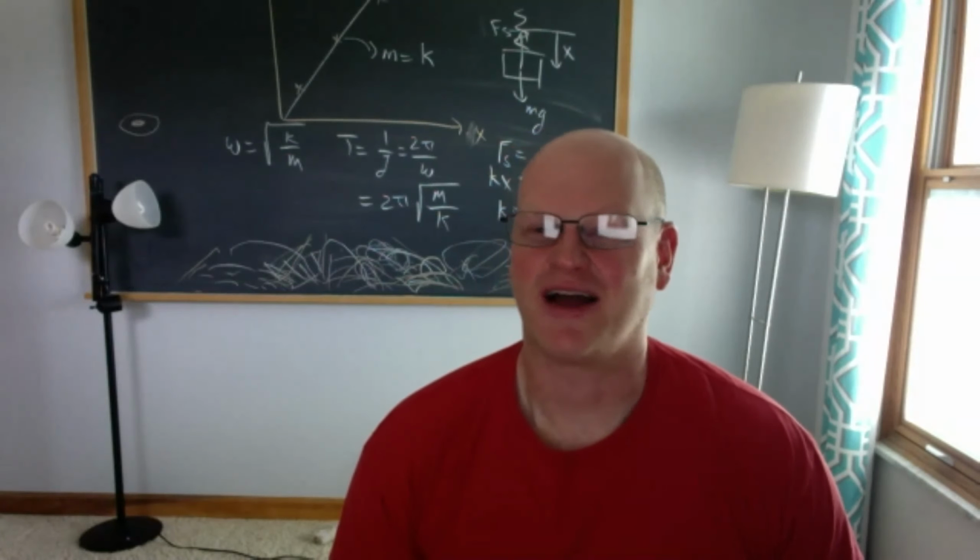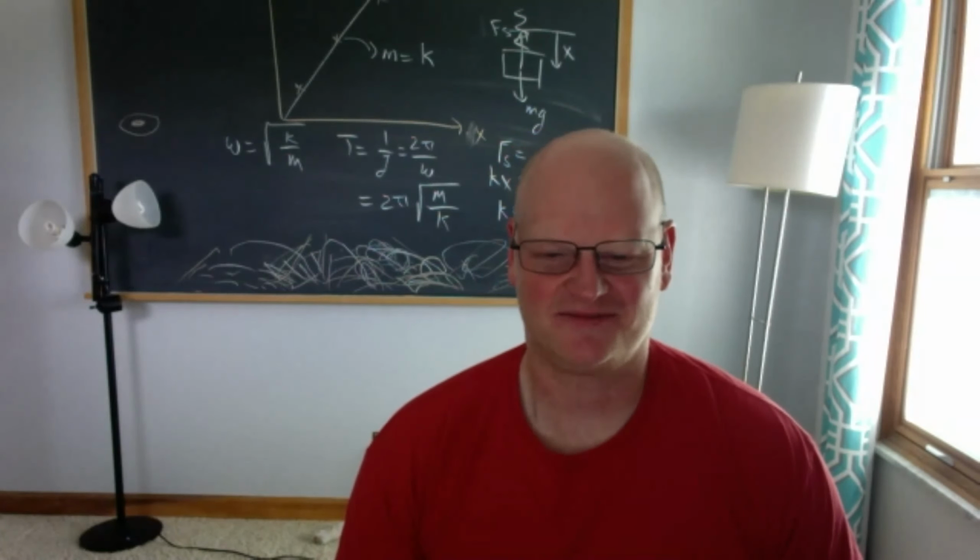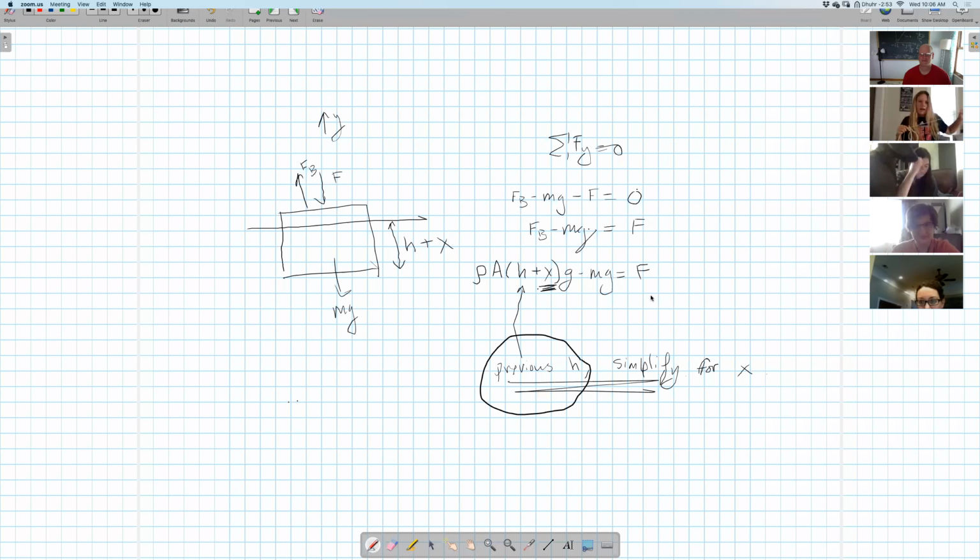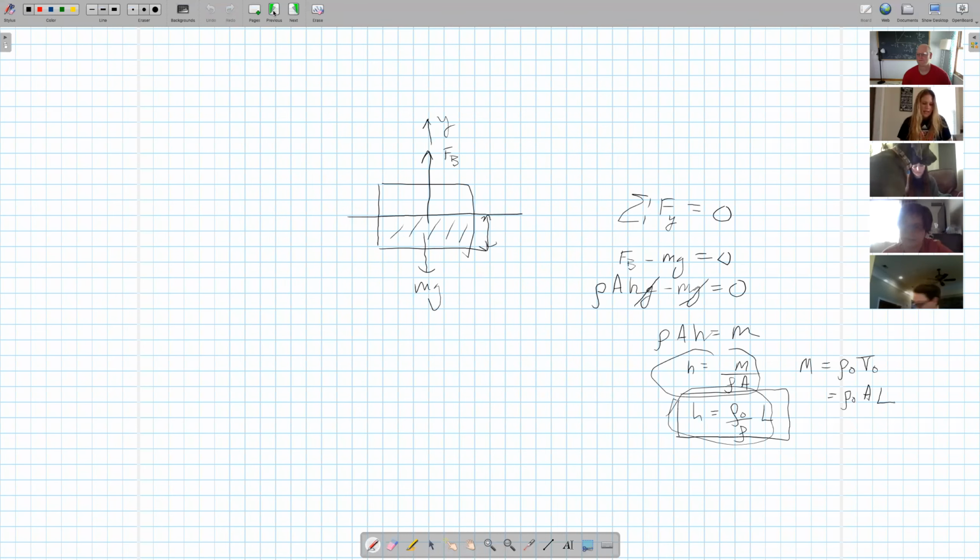Gotcha. Okay, so let's talk about part A. Can I tell you what we got for part A? Can you say if it's okay or in the right direction? Sure. We got H equals the mass over A. Yeah, that's it. So H is equal to M over rho A.